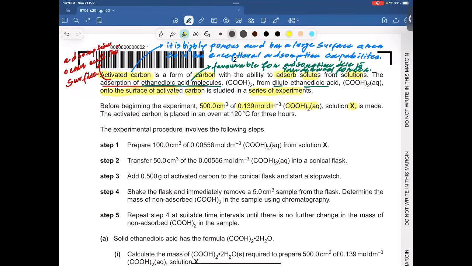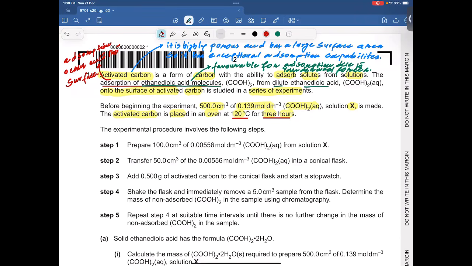The activated carbon is placed in an oven at 120 degrees Celsius for 3 hours. Oh my goodness. So why 3 hours? And why at this high temperature? So activated carbon absorbs large amount of water from air. So to remove that water and to regain the active sites, we need to heat it at 120 degrees Celsius for 3 hours.